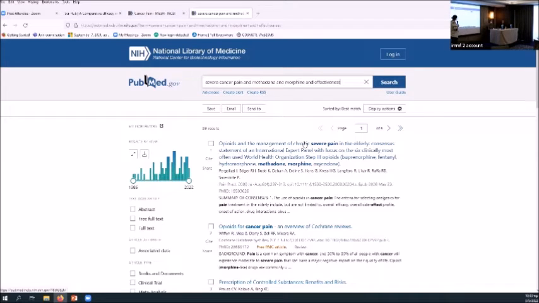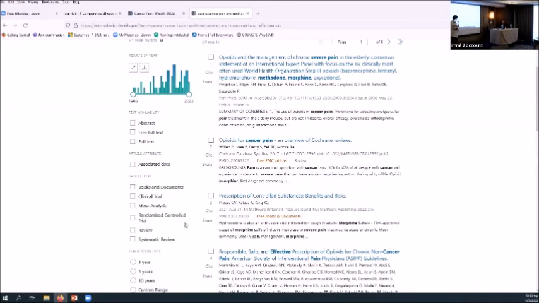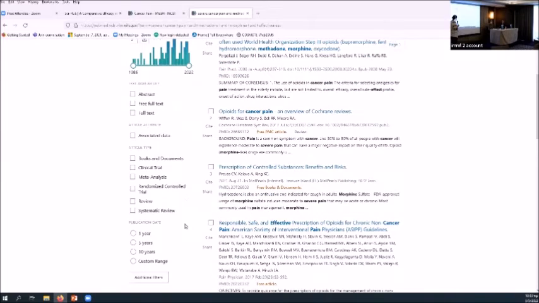And then you have to see, okay, what would you like to see? Would you like to see those who are free full text? Would you like to see those who are clinical trials? Would you like to see those who are randomized controlled trials? Would you like to see systematic reviews? Yeah, 59 is not so bad. You can scan them quickly.